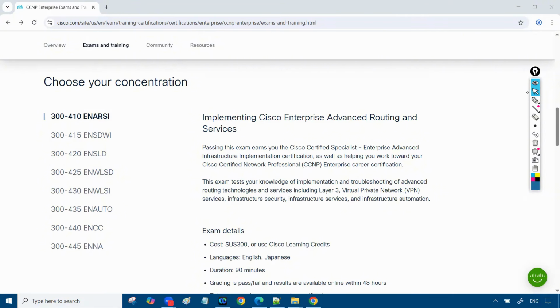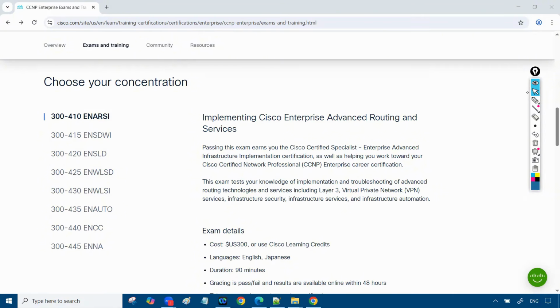Now, there are a lot of concentration papers over here. Most of the time, people get confused about which one they should pick. Let me tell you that if you're a fresher, then you should go with the 300-410. That's the ENARSI paper, implementing Cisco Enterprise Advanced Routing and Services. But if you're experienced, then you have to go with the SD-WAN paper, 300-415. This is the recommendation for experienced people.